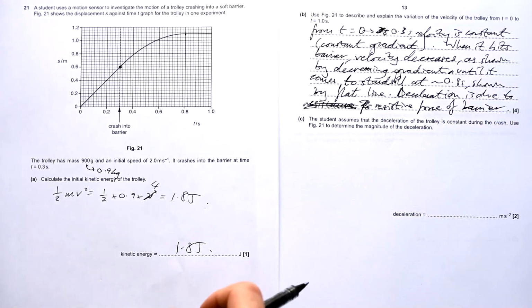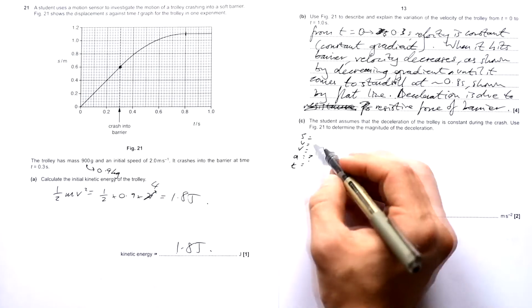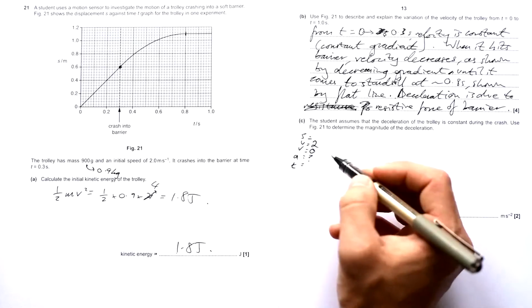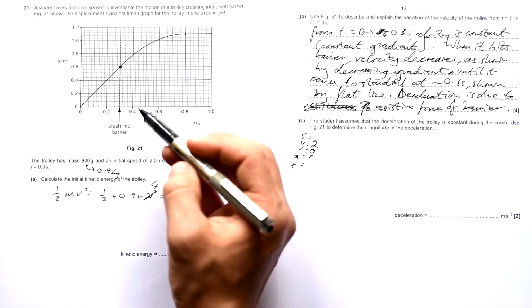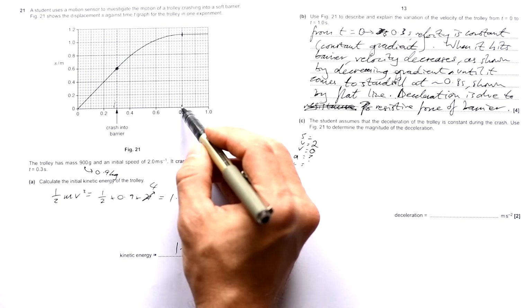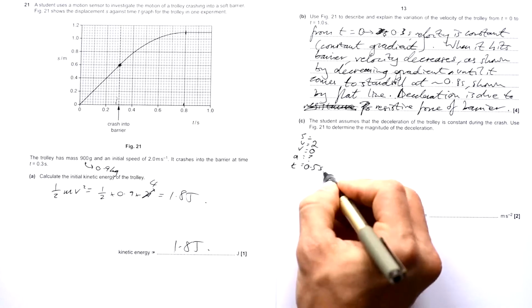C, the student assumes that the deceleration of the trolley is constant due to the crash. Use figure 21 to determine the magnitude of the deceleration. So we're talking about SUVAT. We're looking for deceleration. We know that speed at the end is 0. We know that initial speed is 2. And we can see that the time it takes from 0.3 to 0.8. I'm going to go with that. So that's going to be 0.5 seconds.